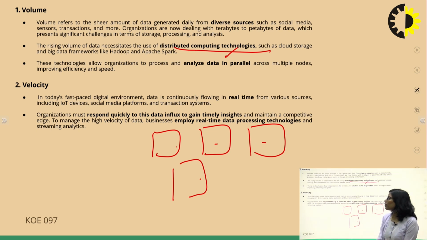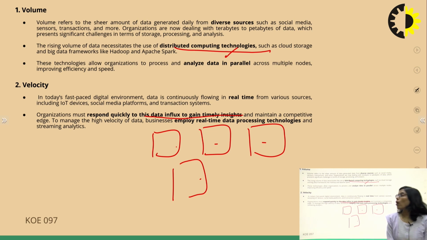Next is velocity. In today's fast-paced digital environment, data is continuously flowing in real time from various sources. So organizations have to respond to this data influx and get timely insights. Take for example online payments, which we use for everything. If any unwanted transaction happens, I should be able to get the flag right there. For that, we need real-time analysis. So big data helps you get real-time analysis of the data influx. We are able to get timely insights even on real-time data.